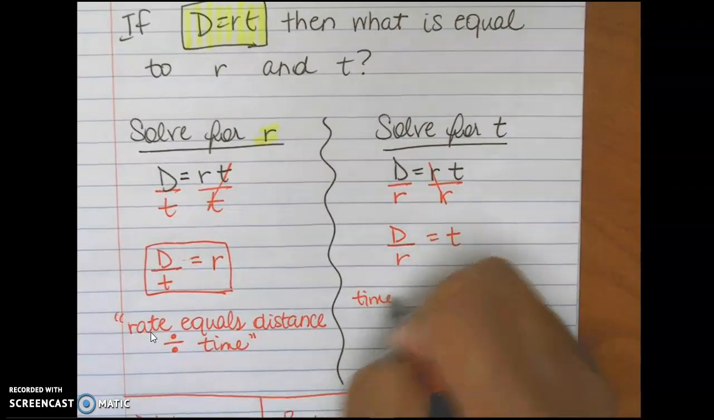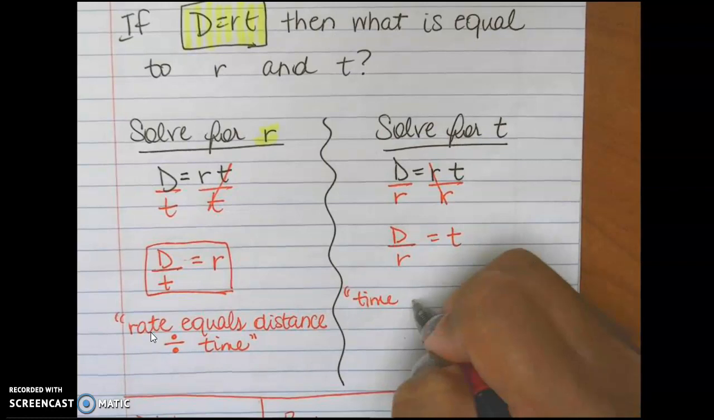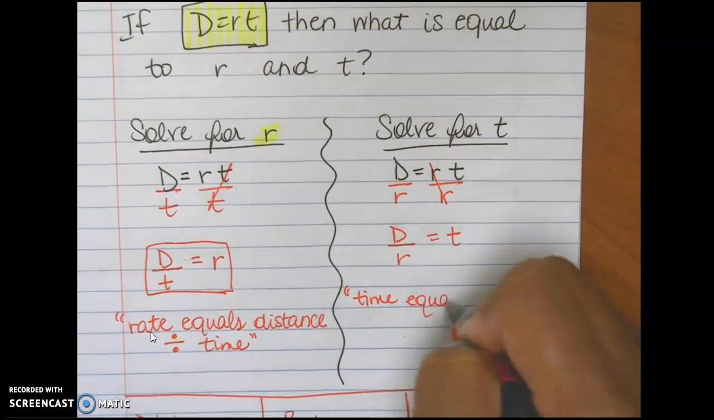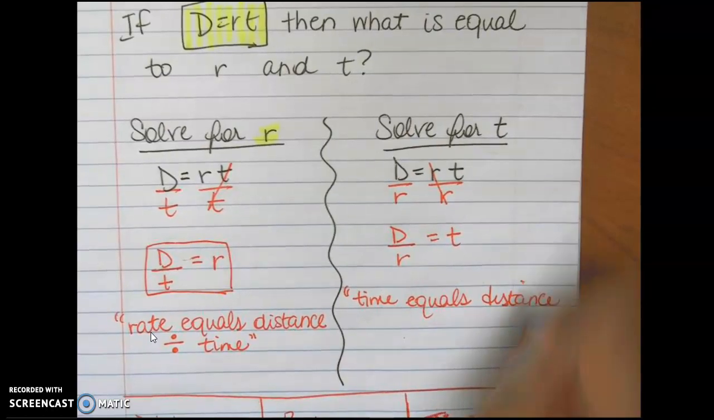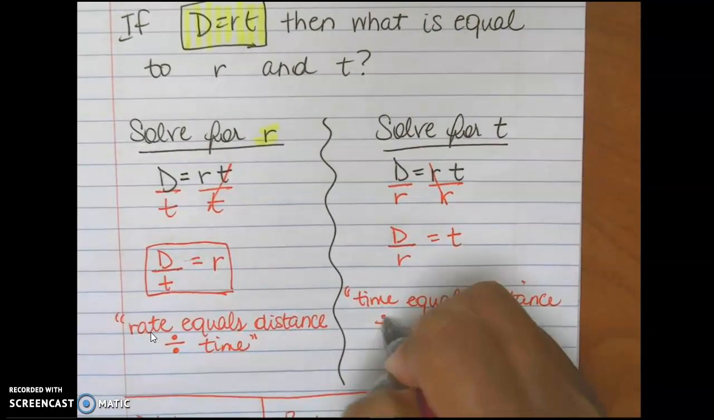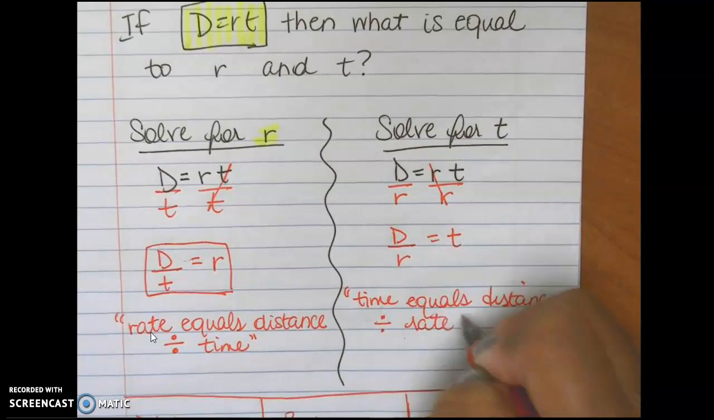Time, because that's what t stands for, equals distance divided by the rate.